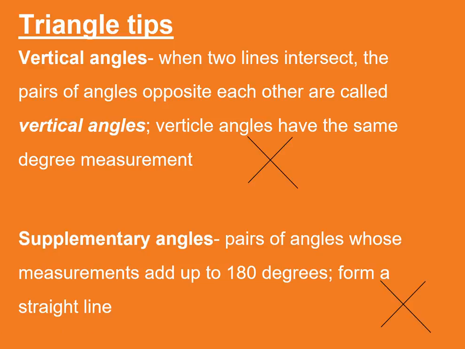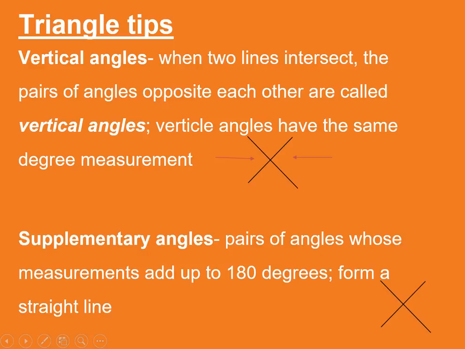If you're ever trying to figure out what an angle is in a triangle, or even in some parallel lines that are bisected by another line, you can use vertical angles. A vertical angle is when two lines intersect. The pairs of angles opposite each other are called vertical angles. They have the same degree measurement. So for example, this angle and this angle are vertical angles. That means if this angle is 90 degrees, this angle is 90 degrees. If this is 80 degrees, this is 80 degrees, on and on and on.